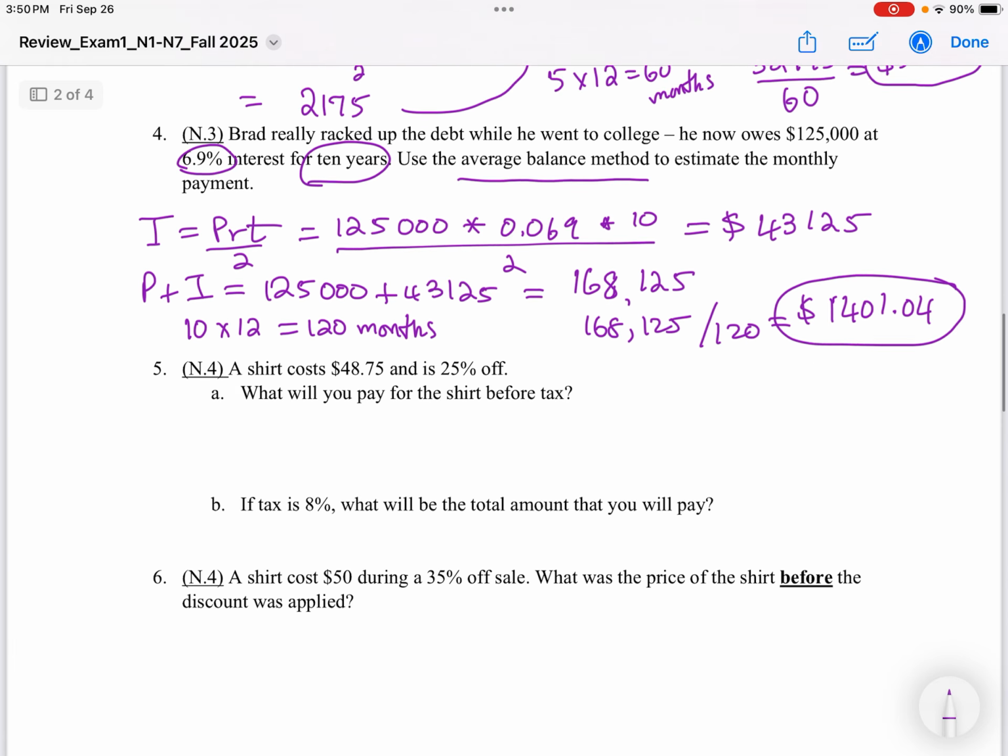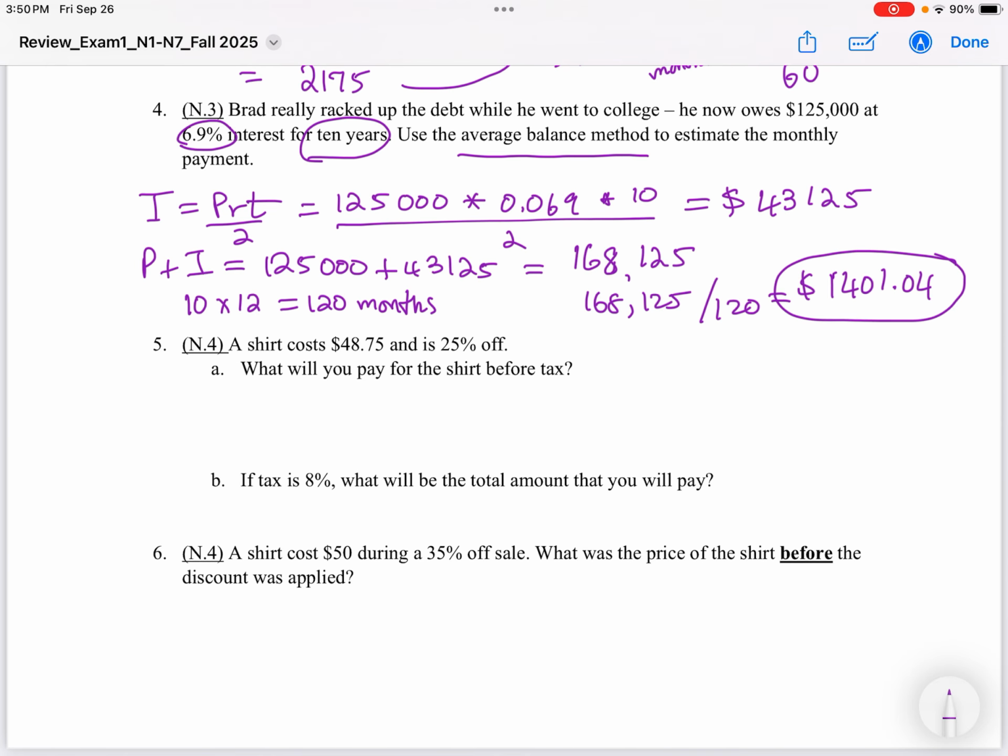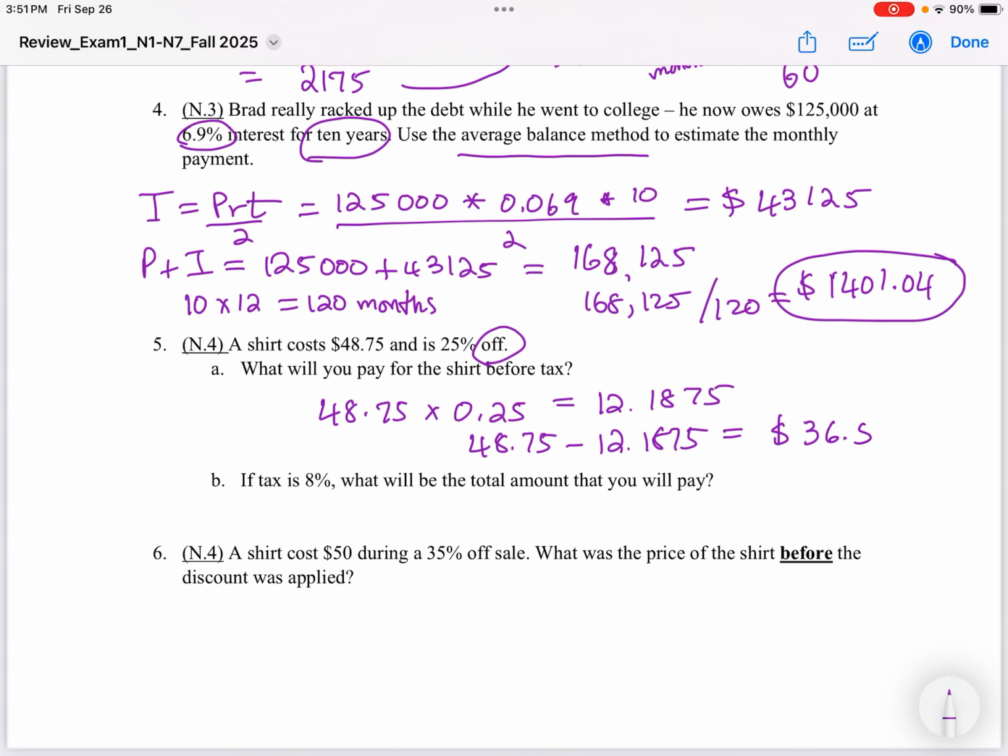All right, next question is one of those markup markdown problems. This is saying that a shirt costs $48.75 and it's 25% off. So the discount would be 48.75 times 0.25, and that should be 12.1875. So that's what gets subtracted because it's a discount. It's getting off. So 48.75 minus 12.1875. And so the shirt after the discount is 36.56.